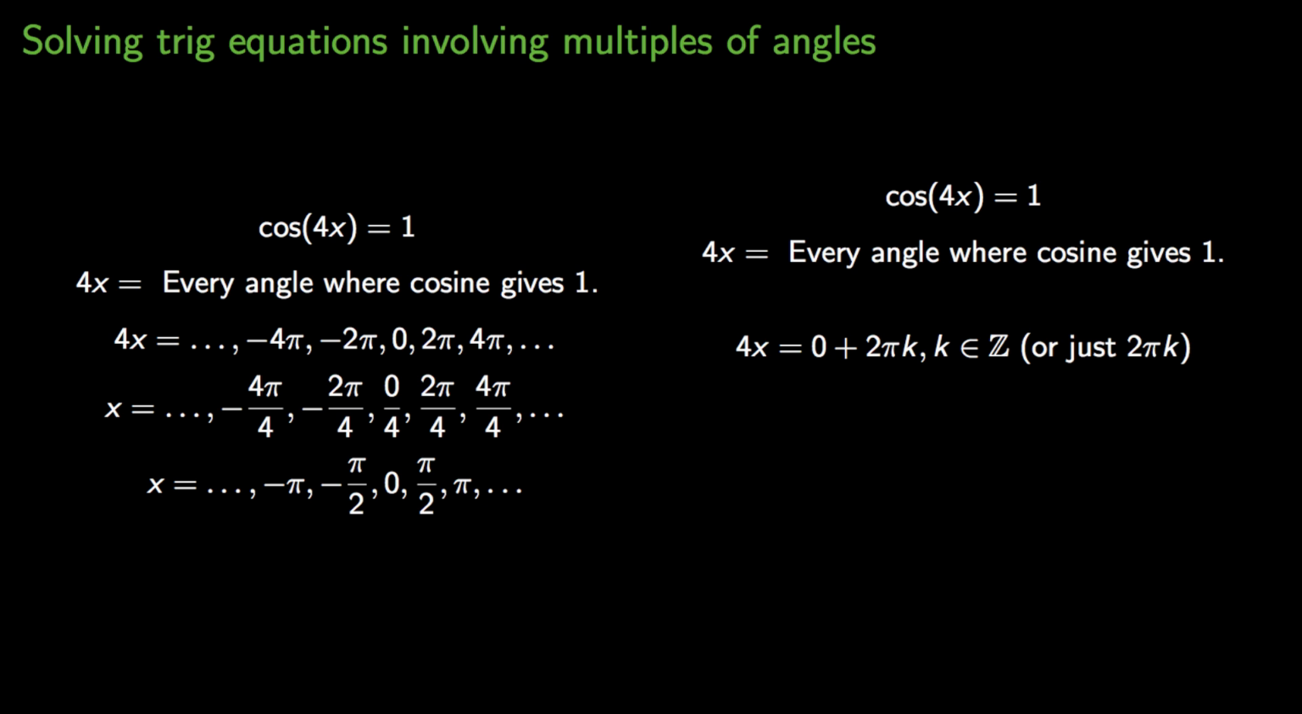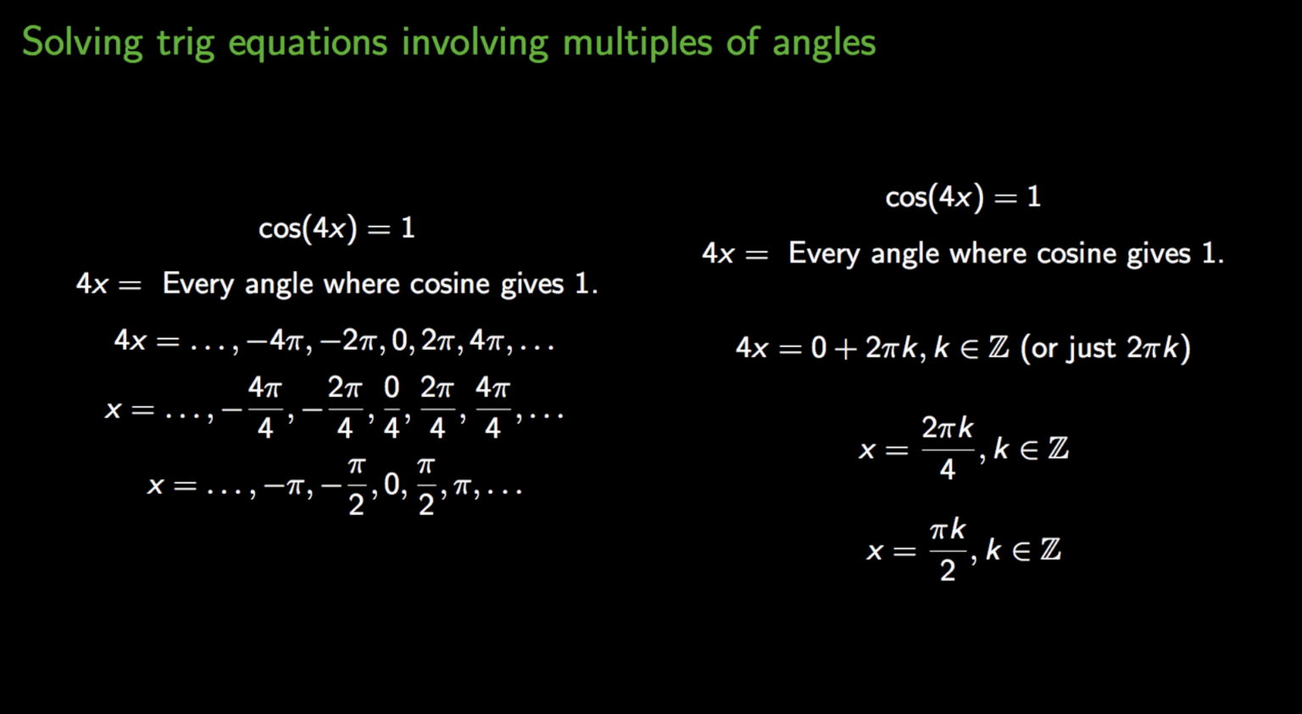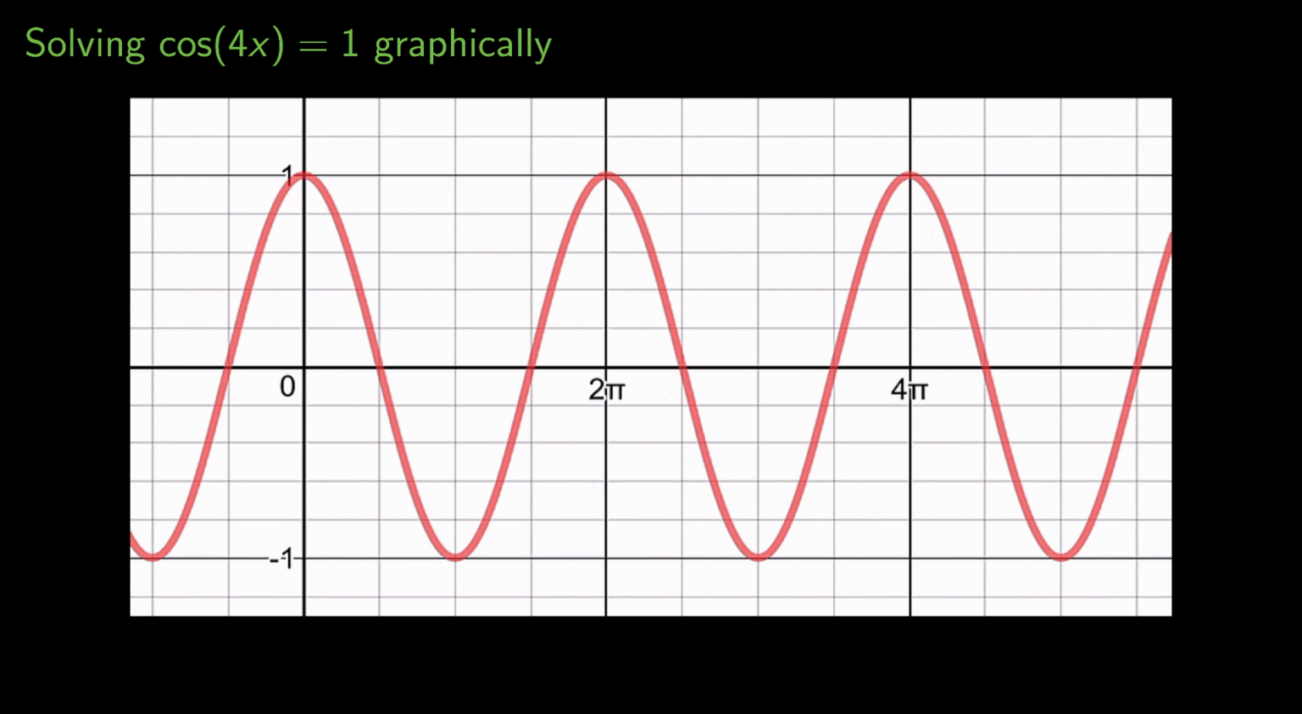And so this seems complicated, but all you have to do is divide both sides by 4, even though it's complicated. So on the right-hand side, you had 2 pi k. Now you're going to have 2 pi k over 4. And if I want to, I can simplify this expression. I can cancel out a 2 on top and bottom and write this as pi times k over 2, where k is in Z.